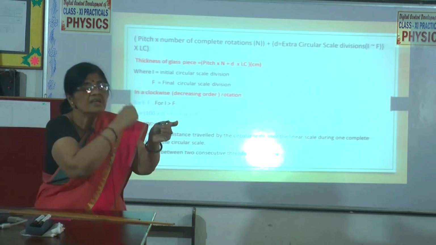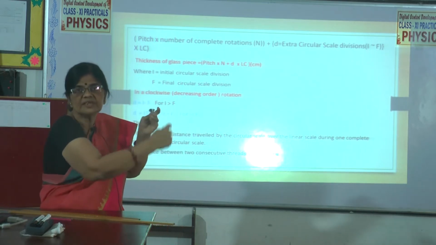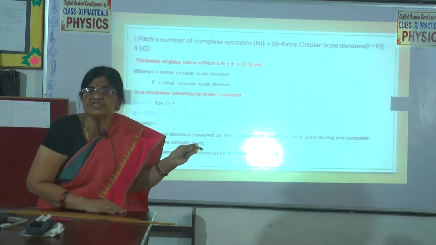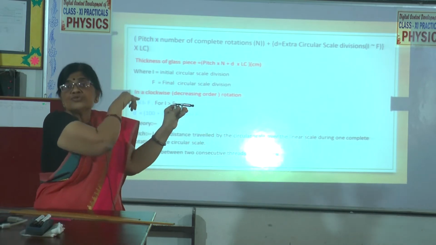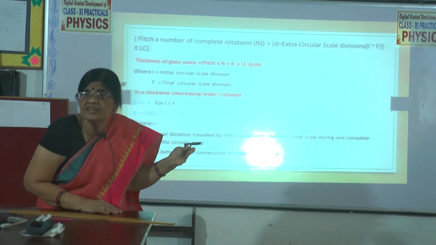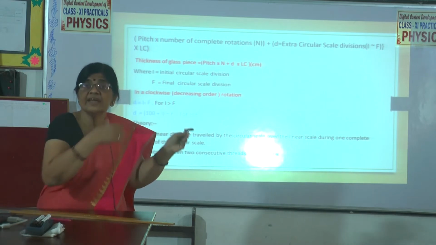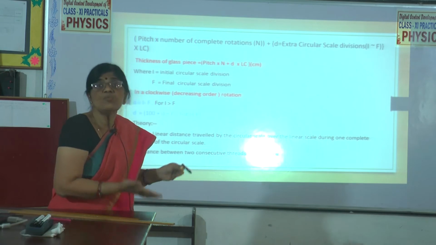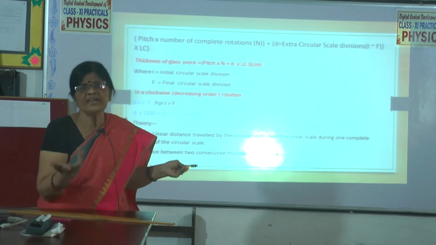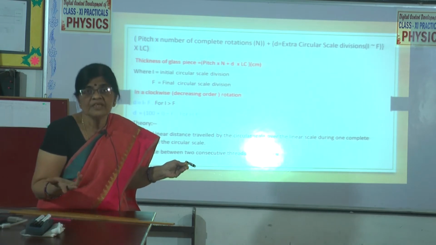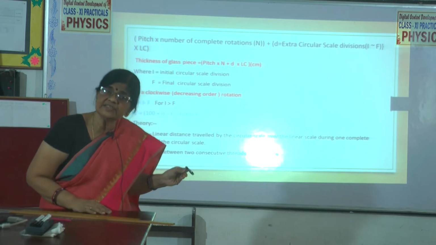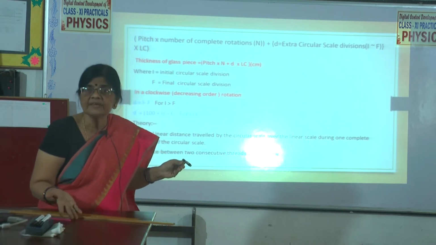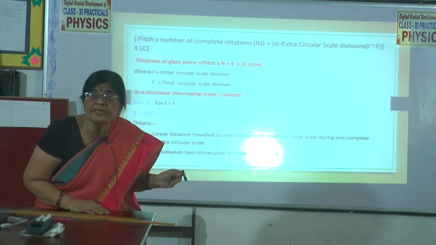Now I have done 10 complete rotations of the circular scale. And how many divisions has it covered here? It has reached from the 10th to the 0. How many divisions has it covered? 10 divisions. So in 10 complete rotations, it has covered 10 divisions. So in 1 complete rotation, 1 division. So 1 division means how many centimeters it has covered? 0.1 cm. And that's what we mean by pitch.